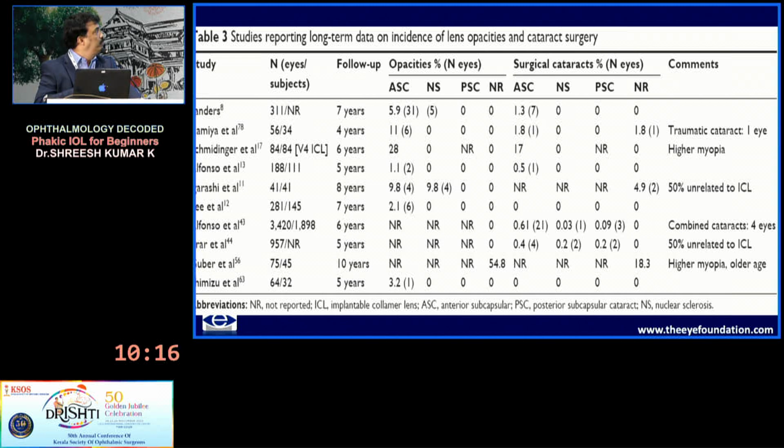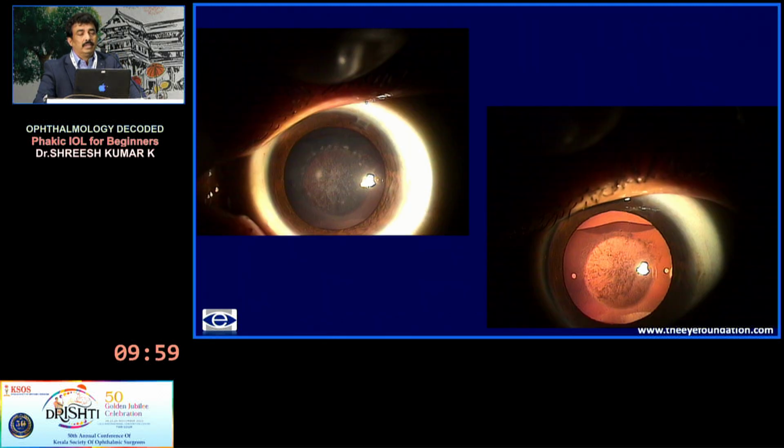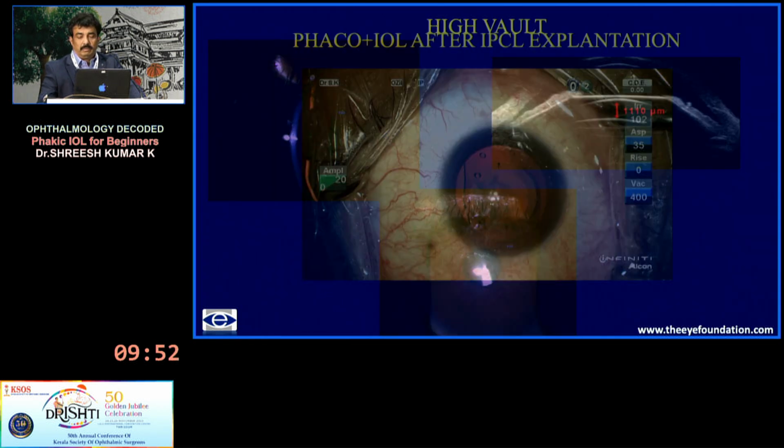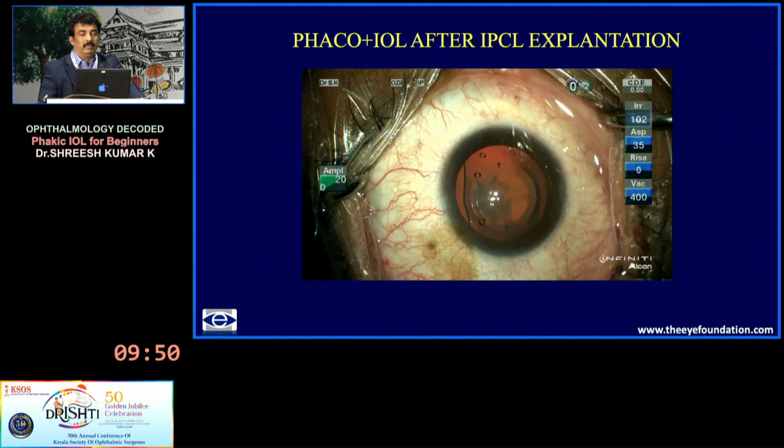The chances of anterior subcapsular opacification, if all the rules are followed, is very less. There are a few more studies which also have shown that there can be anterior subcapsular opacification, but significant opacification which requires surgical management is minimal. These are some of the cases showing anterior subcapsular opacification. This is our own case where the patient had developed anterior subcapsular opacification and needed surgical treatment.